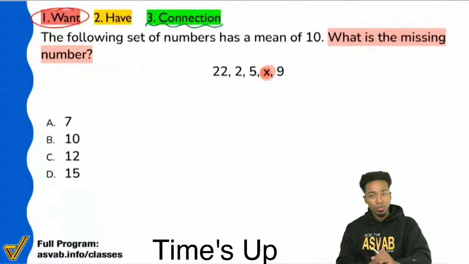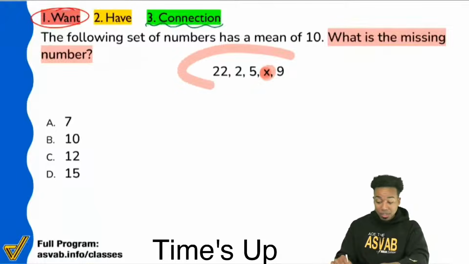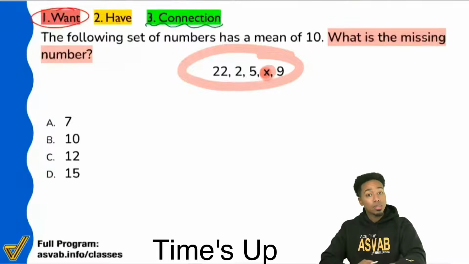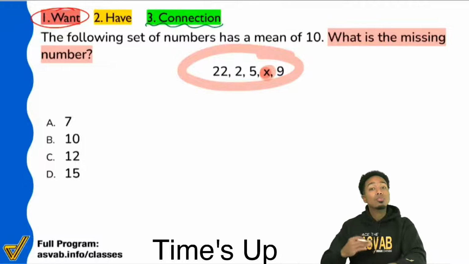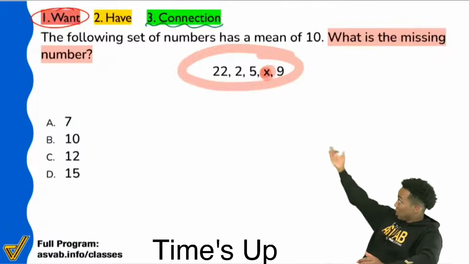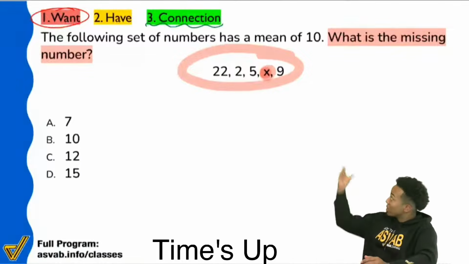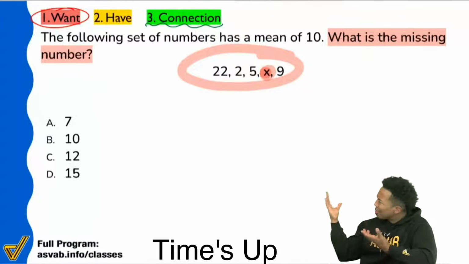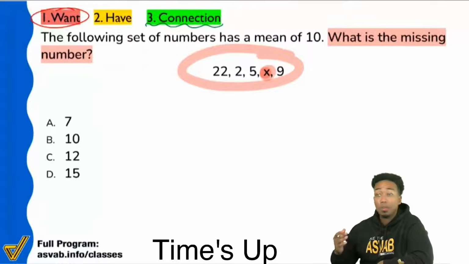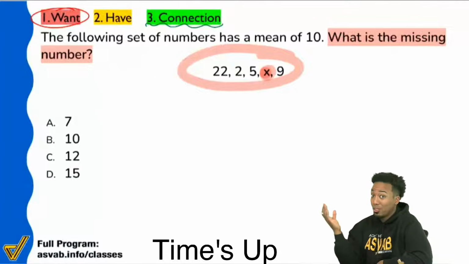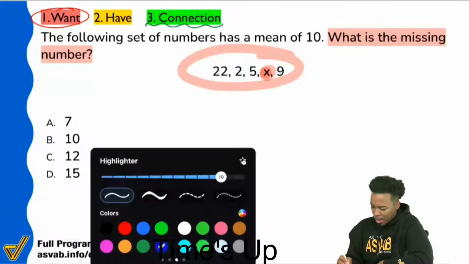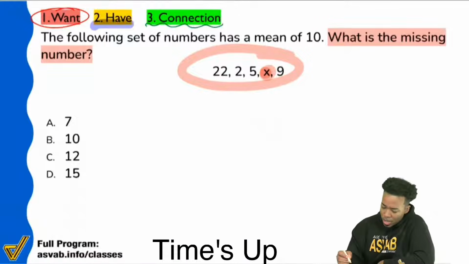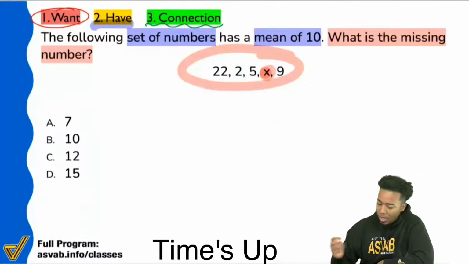Step 2, after we see that we have a list of numbers and we're looking for the missing number in that list, let's see what information we have that's related to that missing number or related to the list. I think that's a fair question to ask, right? What information is related to that? And it comes up very quickly because this problem is very short. It says right here, what do I have? I'm going to actually do this in blue. It says the set of numbers has a mean of 10.